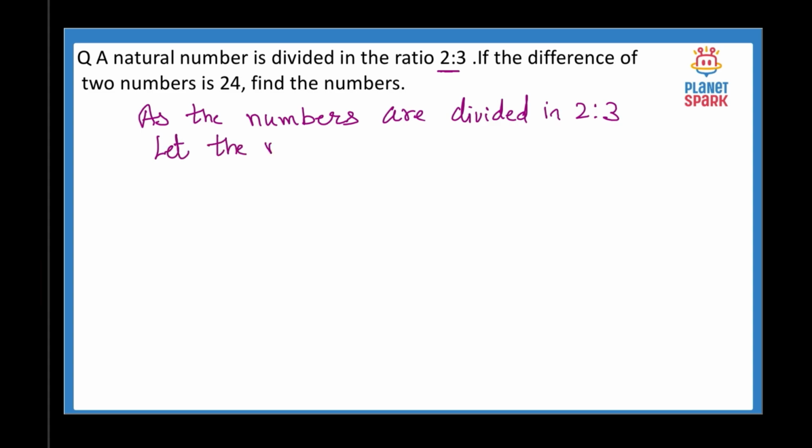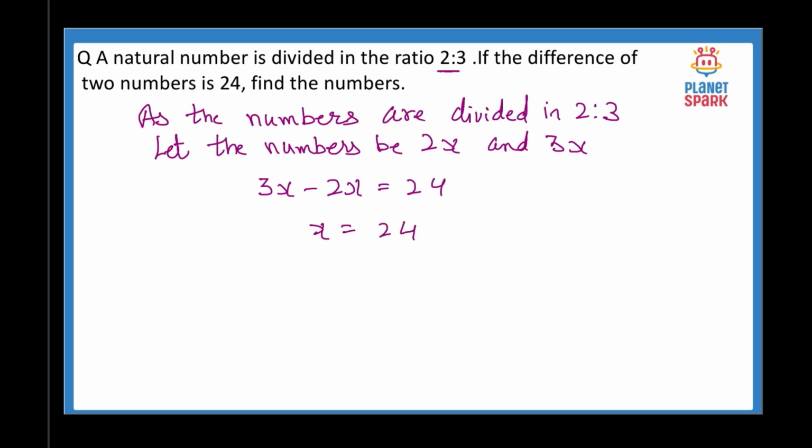Larger out of the both is 3x. So when I'm going to subtract 2x from 3x, that will become 3x minus 2x, and the difference is given to us as 24. This will mean that 3x minus 2x is equal to x. X is equal to 24. The value of x is 24. We have got x as 24.